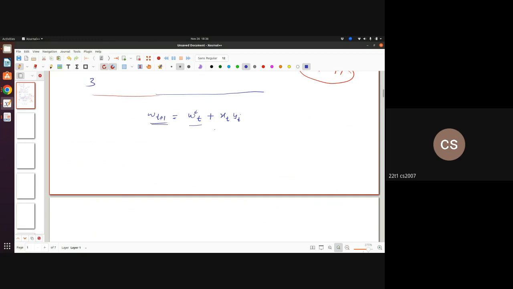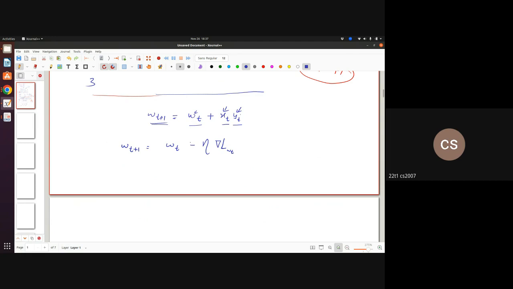The new W will be equal to old W plus xt into yt, where xt is the data point on which the mistake happened and yt is the actual y value. So this is the update rule. Now, what is the update rule in gradient descent? Can anybody remind me? Wt minus eta, very good, times the gradient of the loss function, whatever the loss function is, gradient of the loss function at Wt.